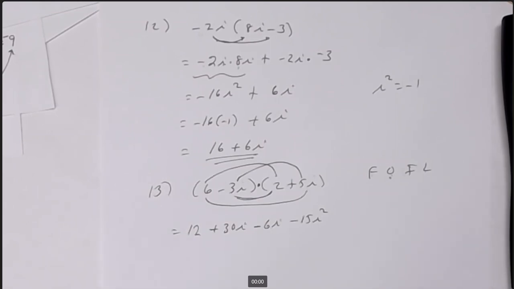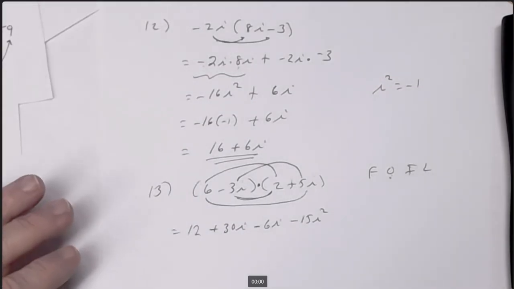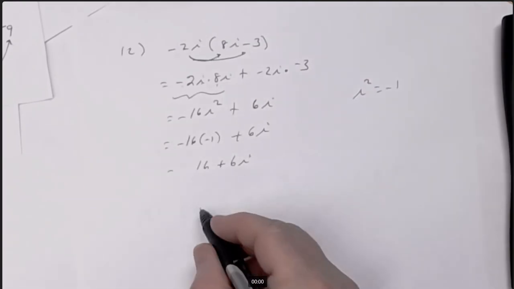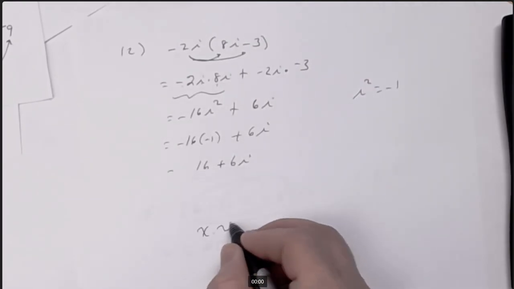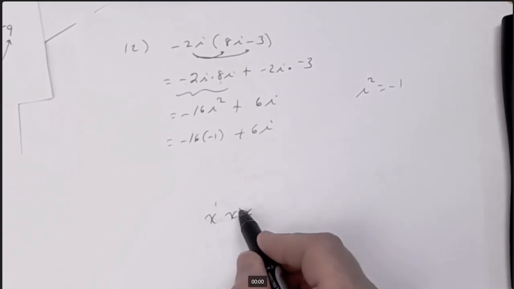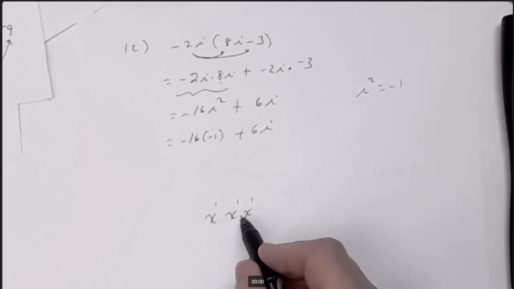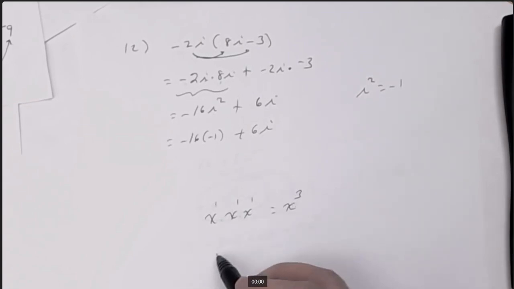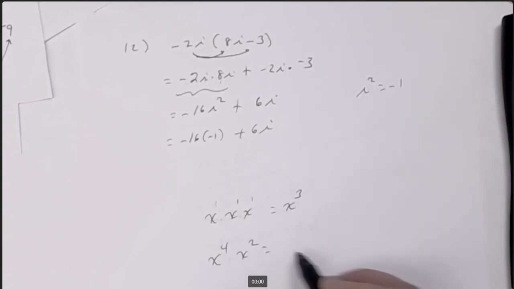You got to remember something from a previous course. If I had x times x times x, remember, you multiply like bases, you add exponents. 1 plus 1 plus 1 is 3. So x times x times x is x cubed. If I have x to the 4th times x squared, that's x to what power? 6. When you multiply like bases, add exponents. 4 plus 2 is 6.